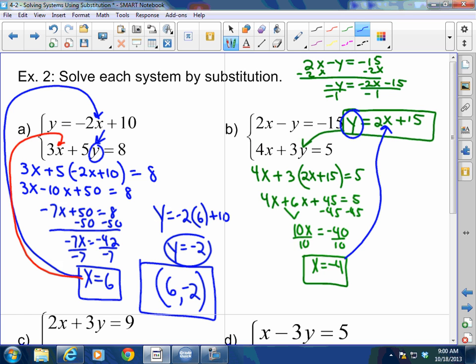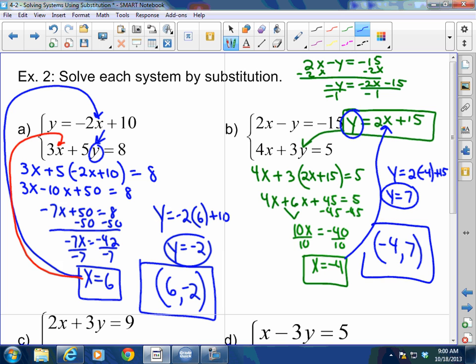Talk to me. You look confused. You good? You promise? Okay. So now I've got y equals 2 times negative 4 plus 15. So y equals negative 8 plus 15, which is 7. So my solution is an ordered pair, the x, comma, the y. That is the point on the graph where both lines intersect. Does that make sense, my brothers?